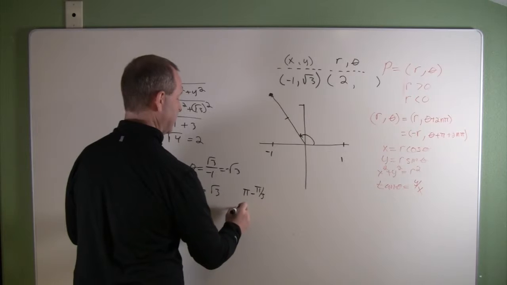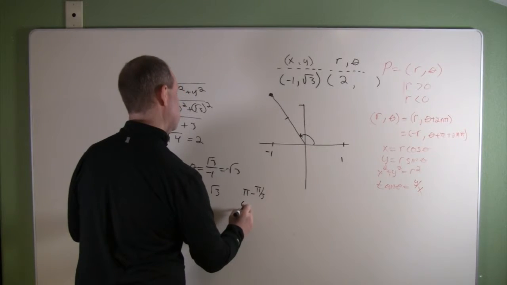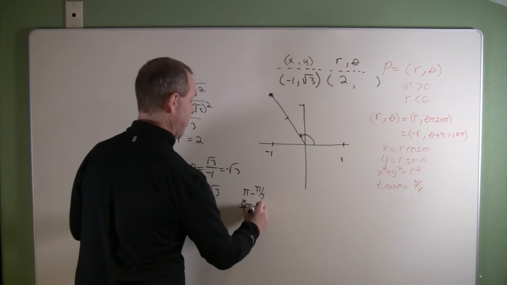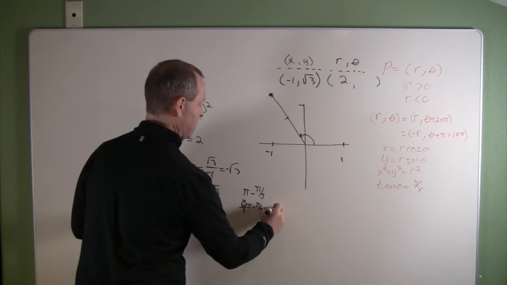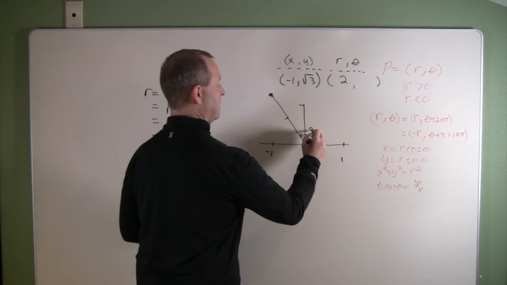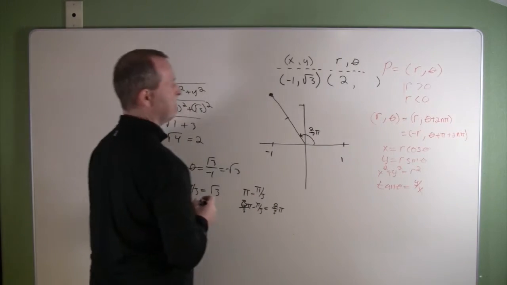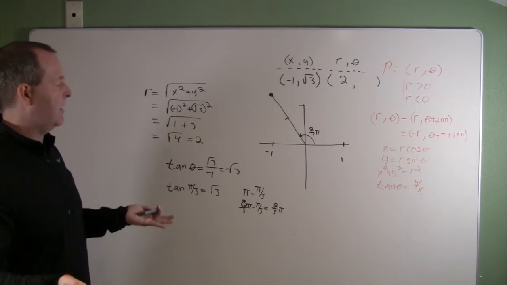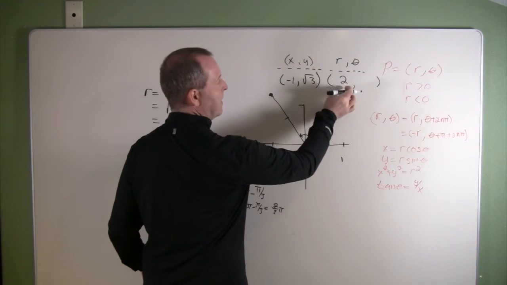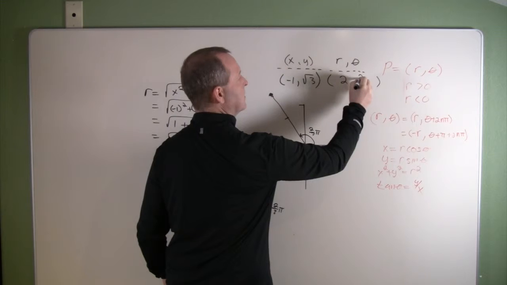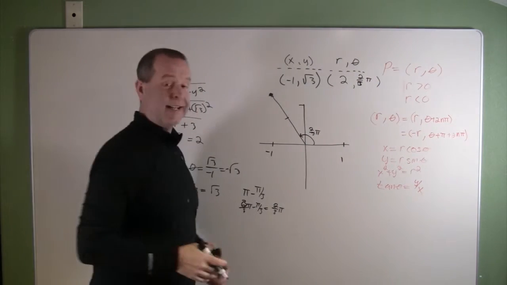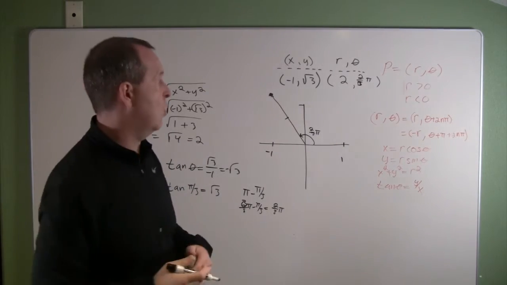Work that out. So what is that? Oh, no, it's 3 over 3: 3/3 pi minus pi thirds equals 2/3 pi. And so there's my angle right there, 2/3 pi. And now I have the second part of my polar coordinates. My radius is 2, my angle is 2/3 pi. And that's only one representation in polar coordinates.